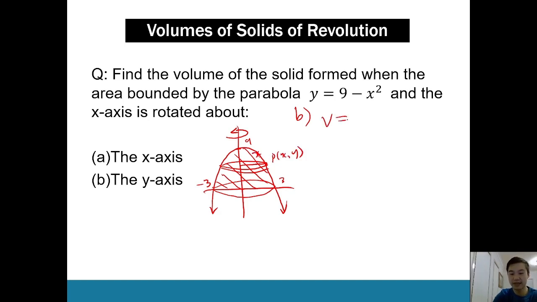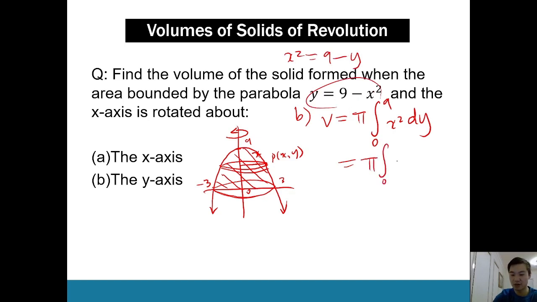So therefore, my volume here is going to be pi integral, slicing from the bottom where y is equal to 0 all the way up to the top where y equals 9. So pi times the integral from 0 to 9 of x squared dy. Now here's the thing, this is dy, so I need to make sure that this is in terms of y. We know that y is equal to 9 minus x squared, so if I rearrange that equation, x squared equals 9 minus y. So this is pi times the integral from 0 to 9 of 9 minus y dy.